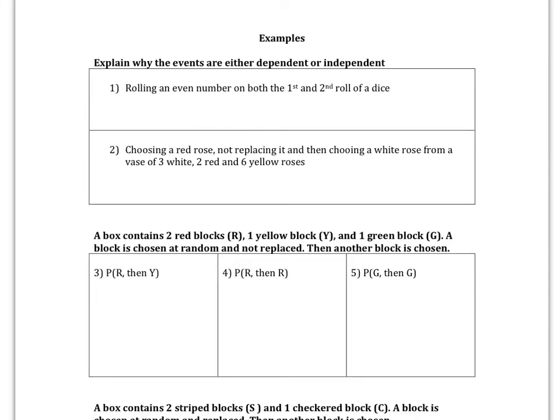Let's take a look at some problems. Explain why the events are either dependent or independent. The first one is if we roll an even number on both the first and the second roll of a die. Is one of those dependent on another? Is the fact that I rolled an even number on my second roll going to matter if I rolled an even number on the first? It doesn't, so that means it's independent. They don't rely on each other.